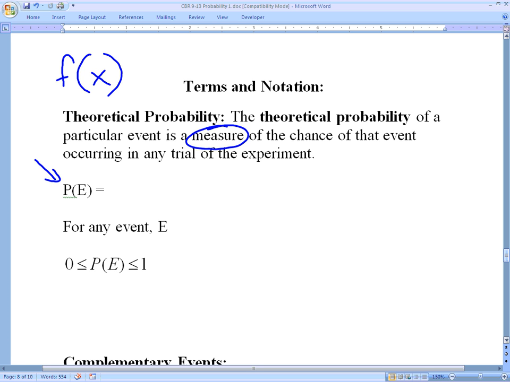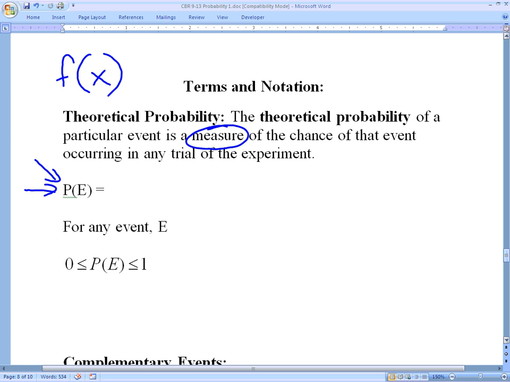P stands for probability. We'll always use a capital P. So this would be the probability of an event E. E could be changed to anything, like heads: the probability of getting heads on a coin. The probability of rolling a 7 on a 6-sided die would be 0. Can't happen. Things like that.